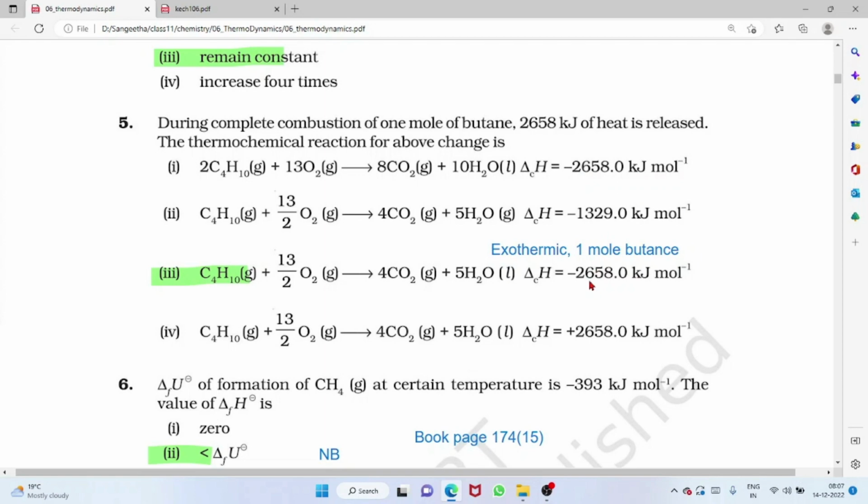This and this are negative. But among these two options, this is the 1 mole. Here 2 moles are used. So this option is correct. Option 3.